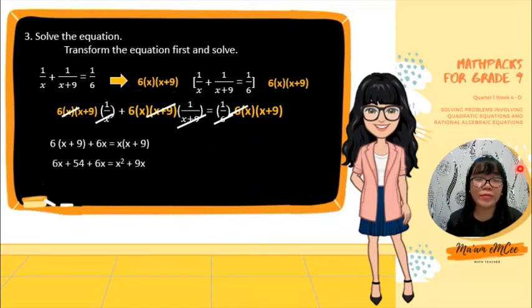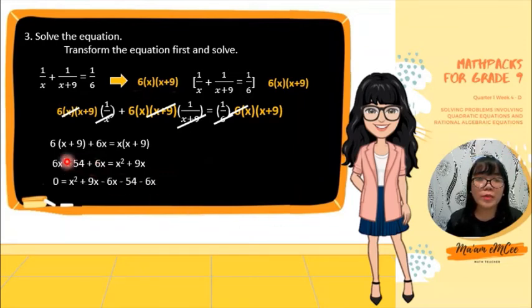And then we simplify. Distribute 6 to x plus 9. So 6 times x is equal to 6x. 6 times 9 is equal to 54. Copy plus 6x. That will be equal to distribute x to x plus 9. So x times x, that is x squared. x times 9, that is 9x. Then this will be our quadratic equation, but this is not yet in standard form. So we need to express this one into standard form.